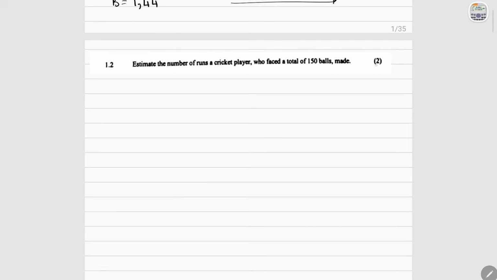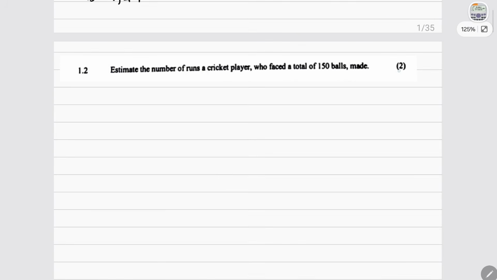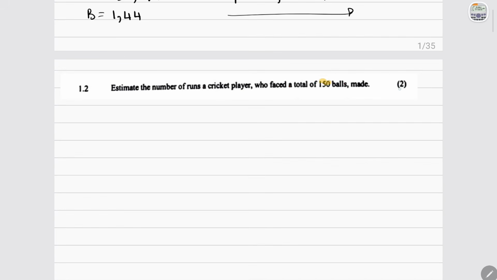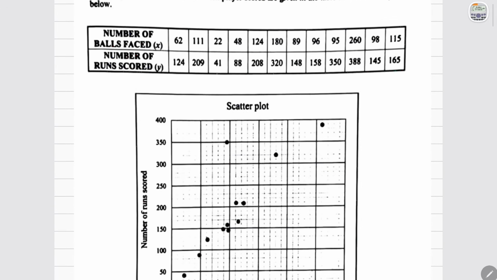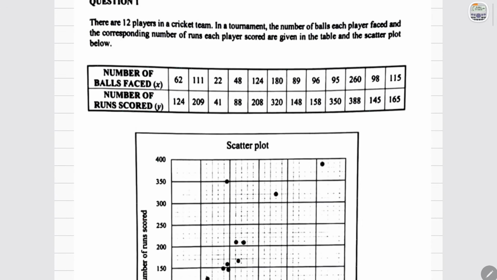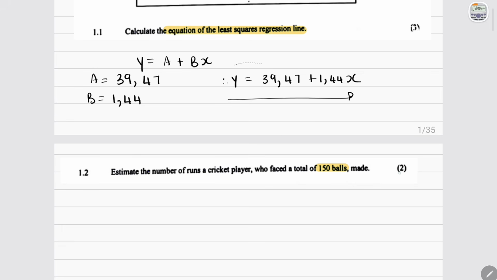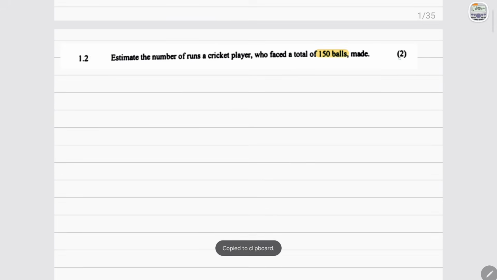Question 1.2 says, estimate the number of runs a cricket player who faced a total of 150 balls made. You're just going to have to see the 150 balls, what does that stand for? Is that your X or your Y value? The number of balls faced is X, and the runs are the Y values. This is why they asked us to find this equation, so that we can use it to make this estimation.